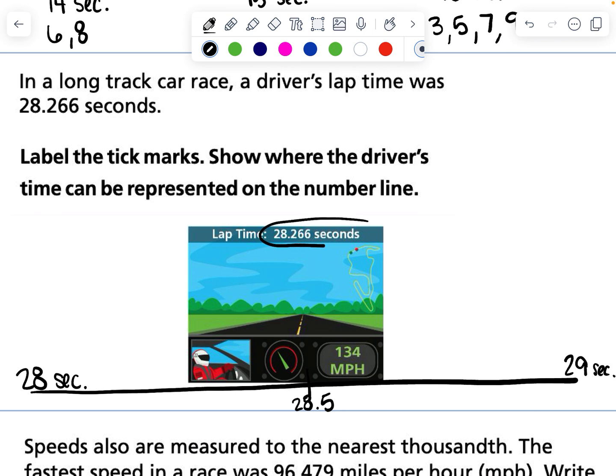If we look at finding 28.266 seconds, I know that it is going to fall on the left-hand side, because if I put in my placeholders, 266 is less than 500.